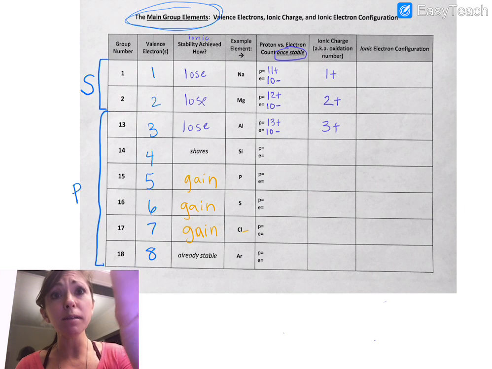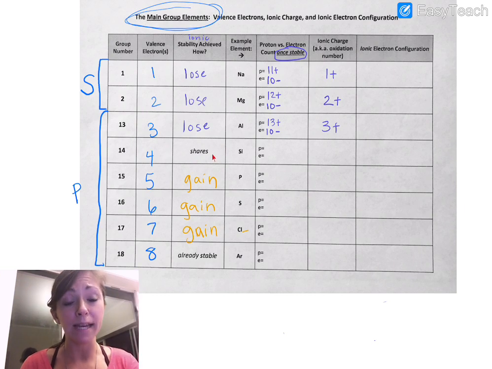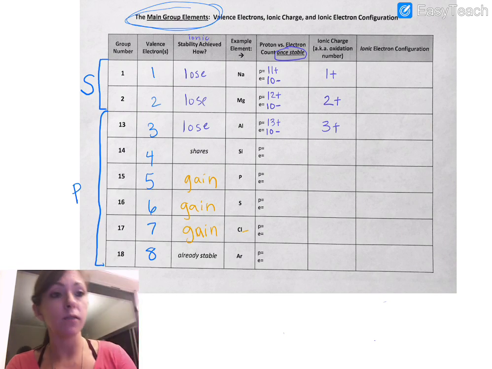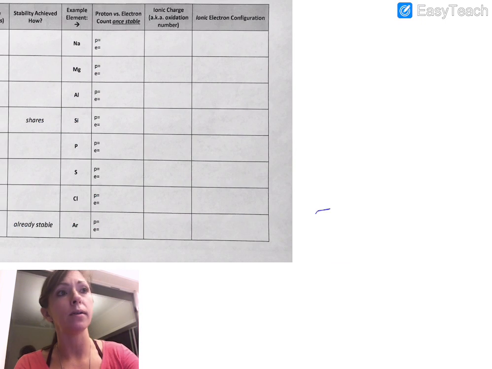Now, for the elements of group 14, they share. They do not give them away. They don't mess with their electron count. They just share. They don't lose them or bring new ones in. So for sodium, for example, not sodium.